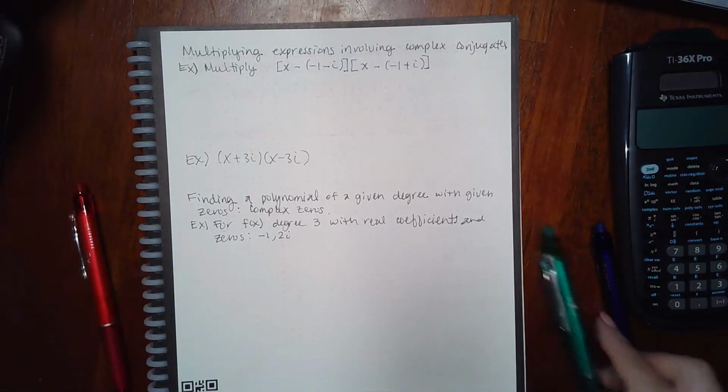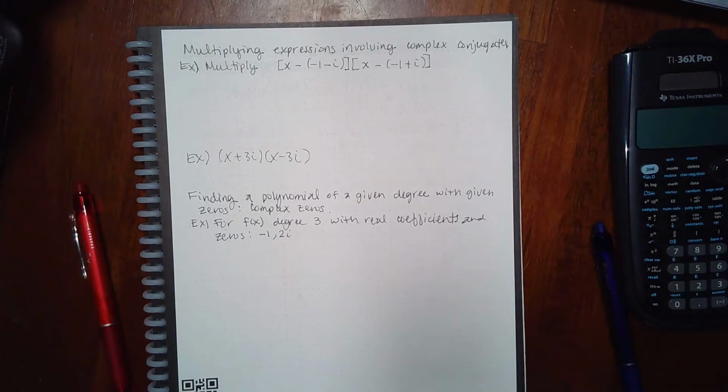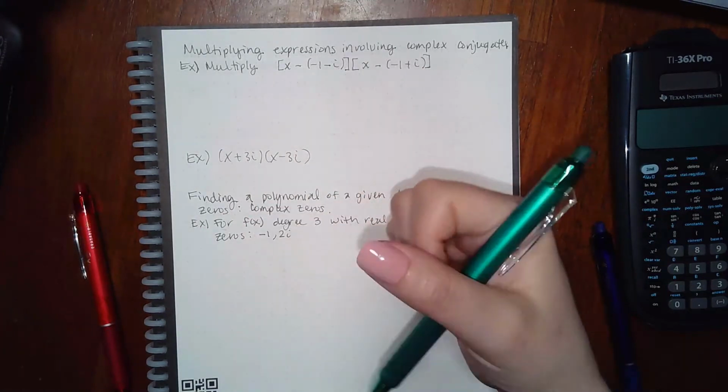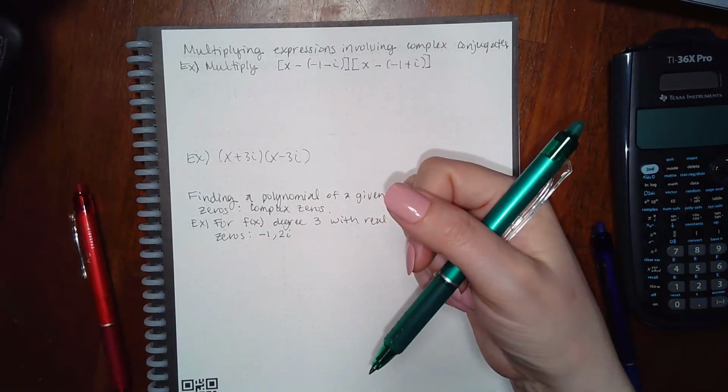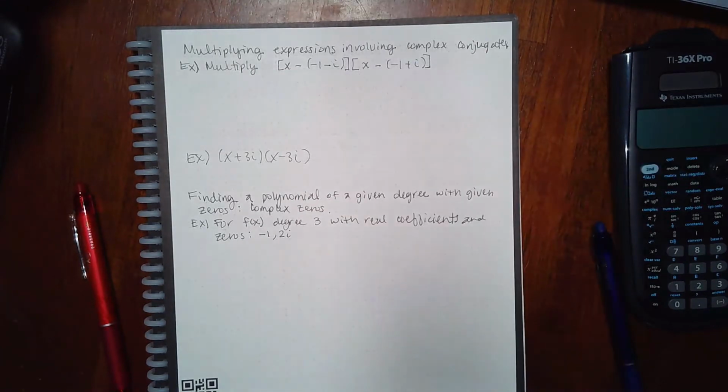Okay, for this video, it is module 30 still, I think video 3 now. So, multiplying expressions involving complex conjugates. They want me to multiply this out. Before I multiply it out, there's two ways you can do it. I prefer to just get rid of the double parentheses and then just FOIL it all out, okay? It's just a little bit simpler for me to do that.